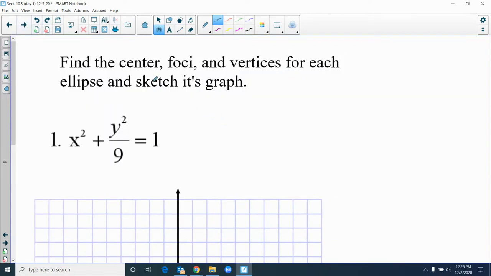All right, this should be on your guided notes. So find the center, the foci. There's always two foci. And the vertices. There's always two vertices. Remember, the foci and vertices are on the major axis, which is the longer axis.